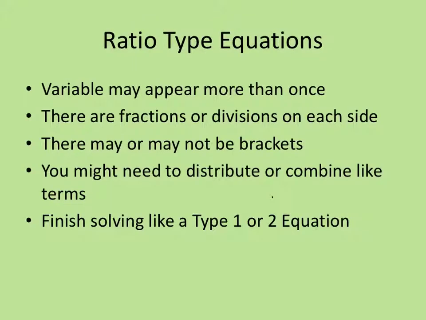A possible type 4 or distributive type question could involve ratio questions. The variable might appear more than once. There may be fractions or divisions on each side. There may or may not be brackets, but we will treat things as if there's brackets. You might need to distribute and combine, and then you might end up with a type 1 or 2.